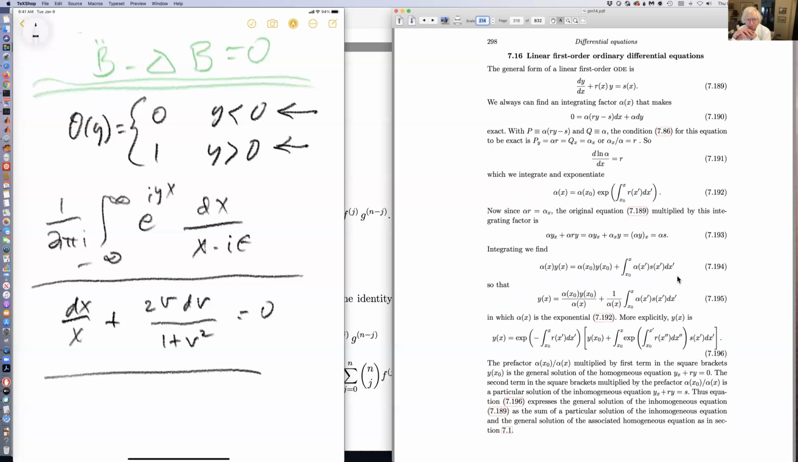Now, linearity really makes things simpler. Whenever things are linear, you may not be home free, but you're in much better shape.